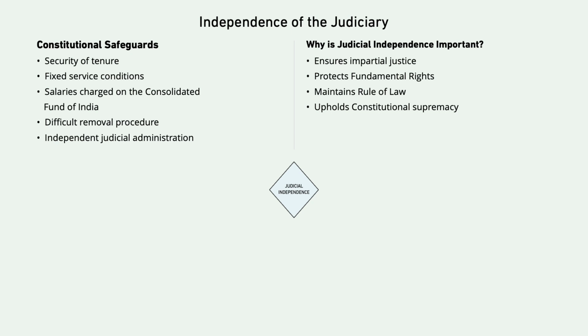Independence of the judiciary. Now, how is the judiciary independent? Independent means how is it protected from the executive and the legislature? What are the constitutional features that protect the judiciary? That's called independence of the judiciary, which means the judiciary is independent of the control of the central government. Constitutional safeguards: security of tenure, so a judge cannot be removed before the end of the tenure. That's one. Fixed service conditions. The service conditions aren't flexible. They're fixed, okay?